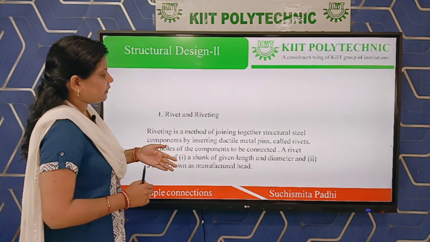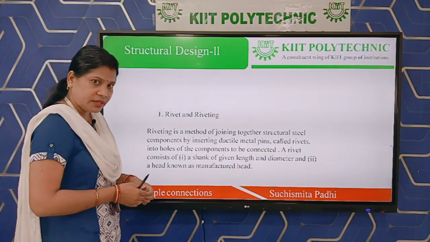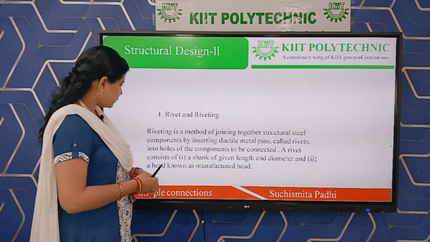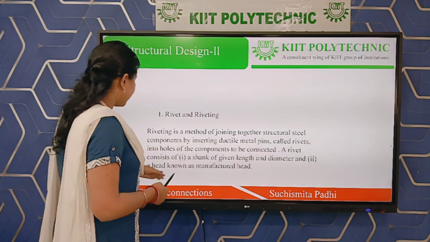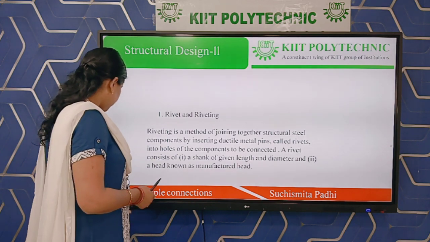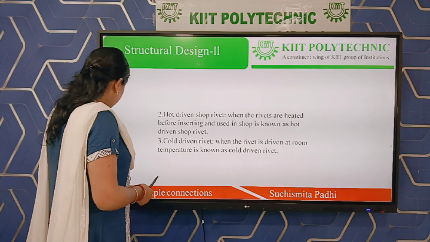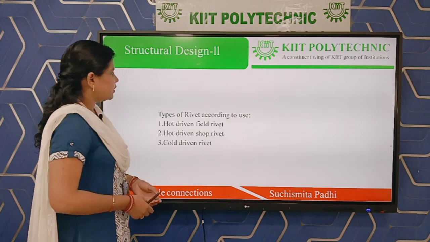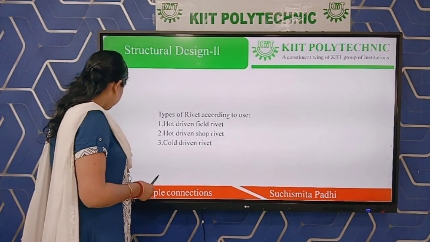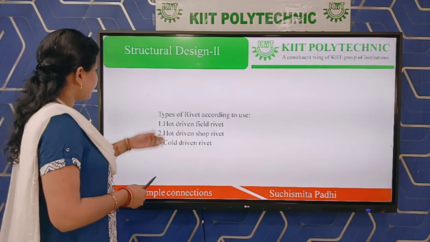In a rivet there are two parts: one is the shank, another is the head. The body part is known as the shank, and the uppermost part is known as the head. A shank of given length and diameter, and second, a head known as the manufactured head. So in riveted connection, according to the place used, there are three types of rivets.